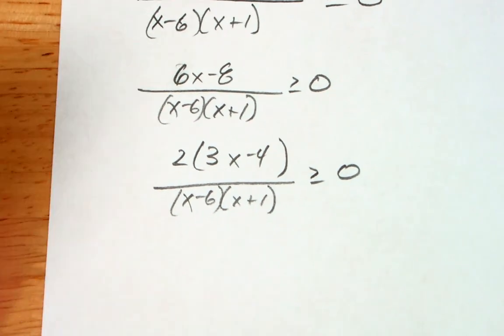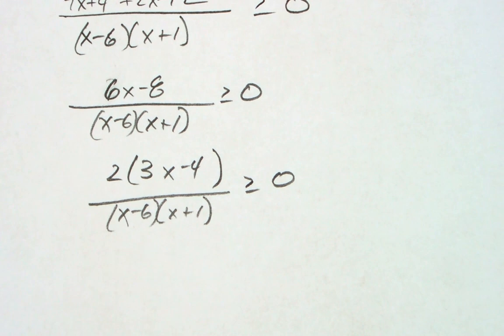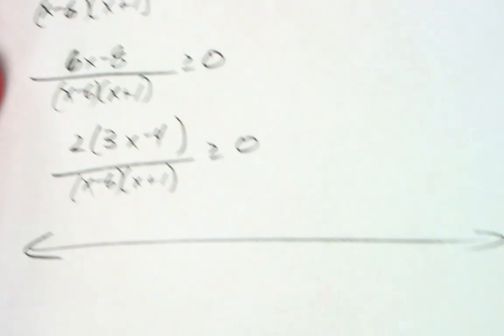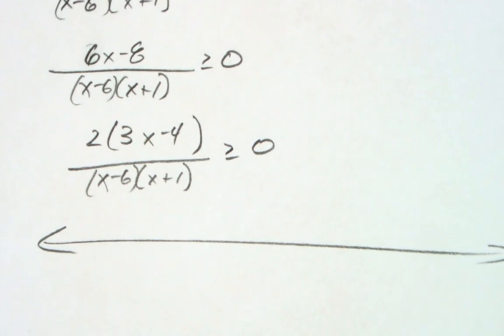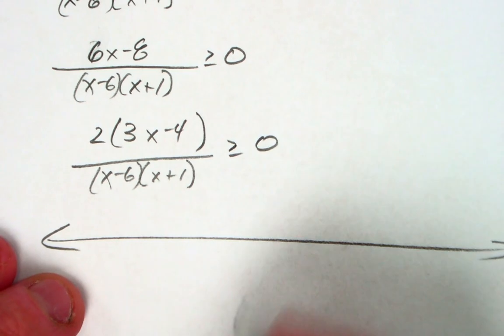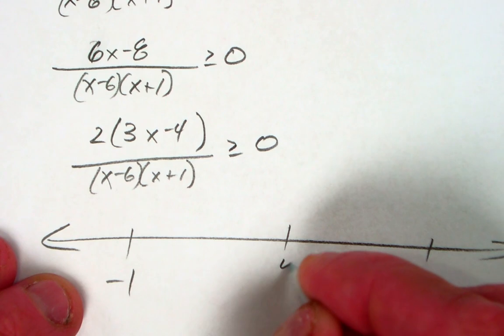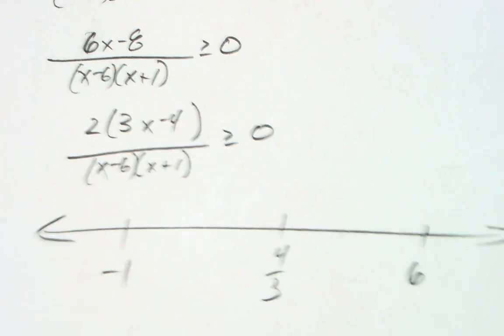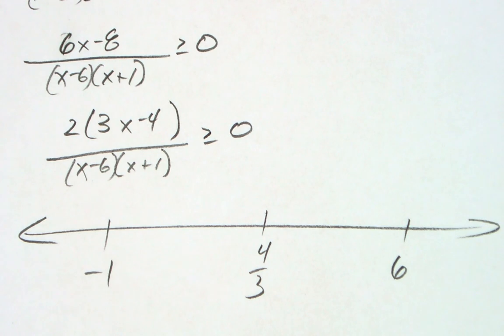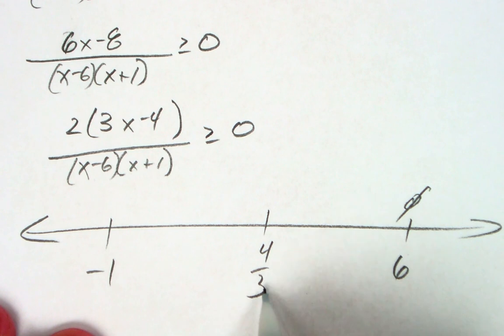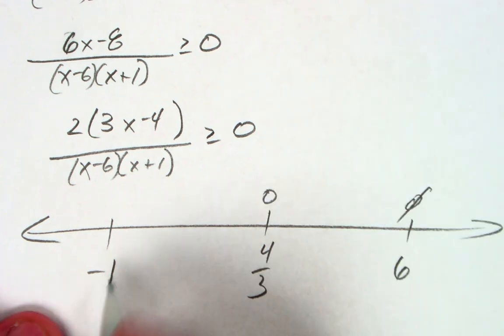Okay. So, hey, the tough part's done. But now we got to do the analysis. So what numbers do we need on our number line? In other words, what will make the top or the bottom 0? 6, negative 1, and 4/3. Notice I put them in the right order. If I'm going to put them on a number line, I need to put them in the right order. At 6, is it undefined or is it 0? Undefined. 4/3, 0, and negative 1, undefined.